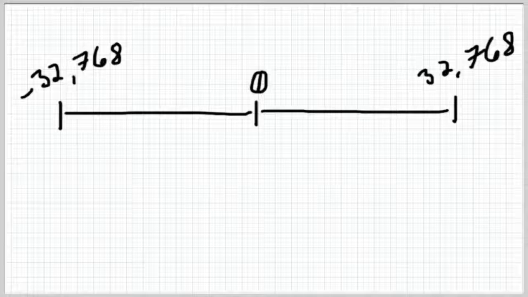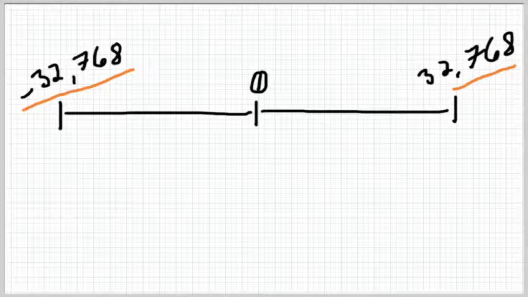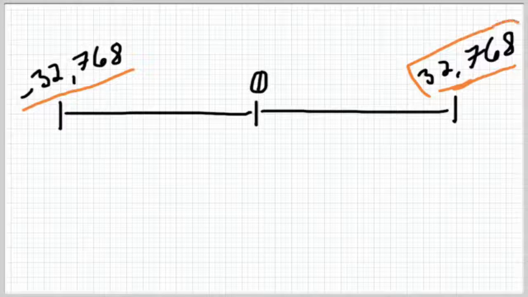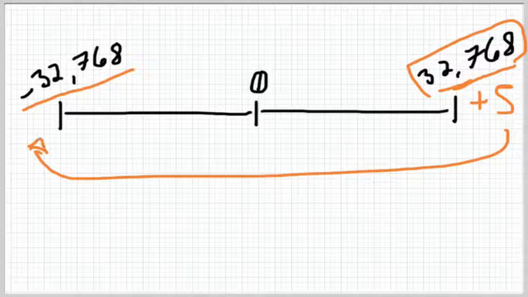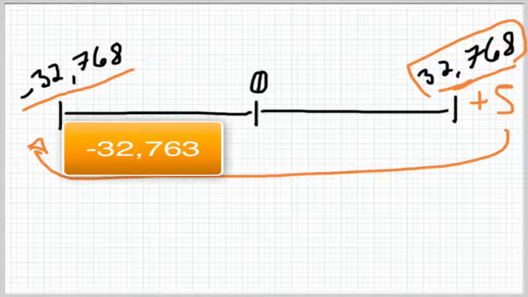So for Arduino, an integer is a number from negative 32,768 to positive 32,767. So if you try to put a number bigger than that into an integer variable, the value is actually going to roll over to the opposite side like a game of Pac-Man. So if you add the number 5 to 32,767, you would get negative 32,764. And then if you subtracted 5 from negative 32,768, you'd actually get positive 32,763.